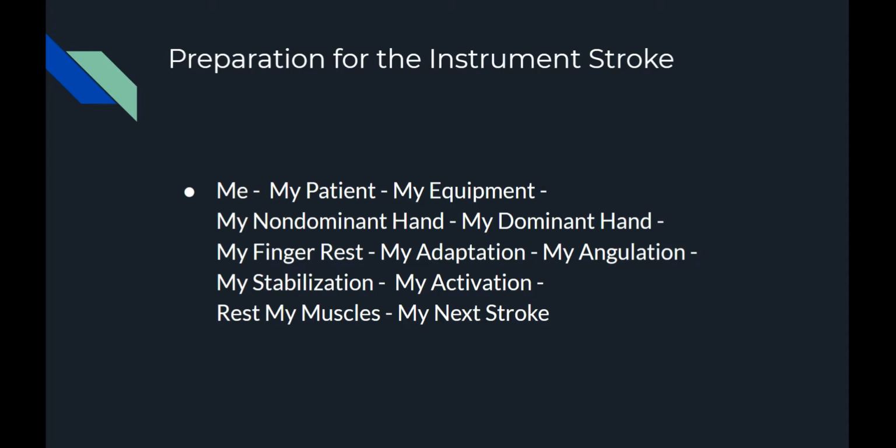My activation. I activate a short stroke in an up and away direction. I use controlled strokes and the instrument remains in contact with the tooth. Rest my muscles. At the end of the stroke, I pause briefly to relax my fulcrum finger, index finger, and thumb. My next stroke, I continue to either reassess, initiate another calculus removal stroke, or move to assess the next area.